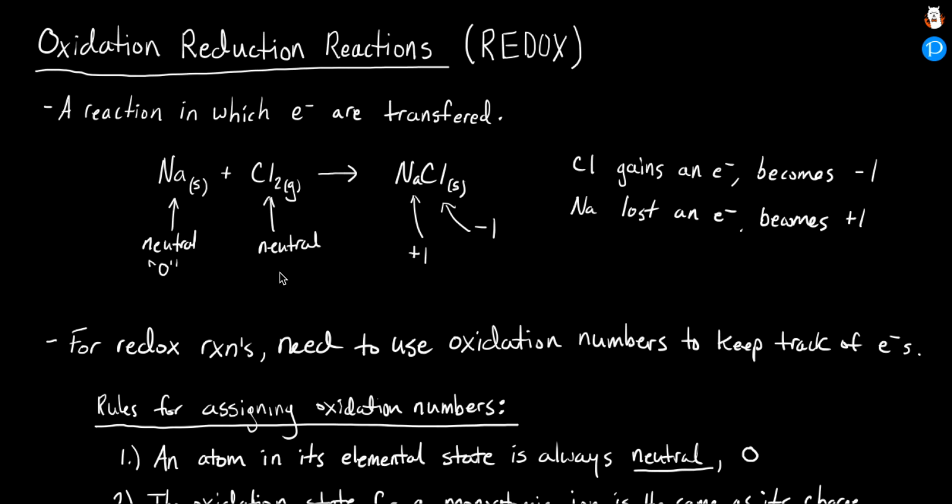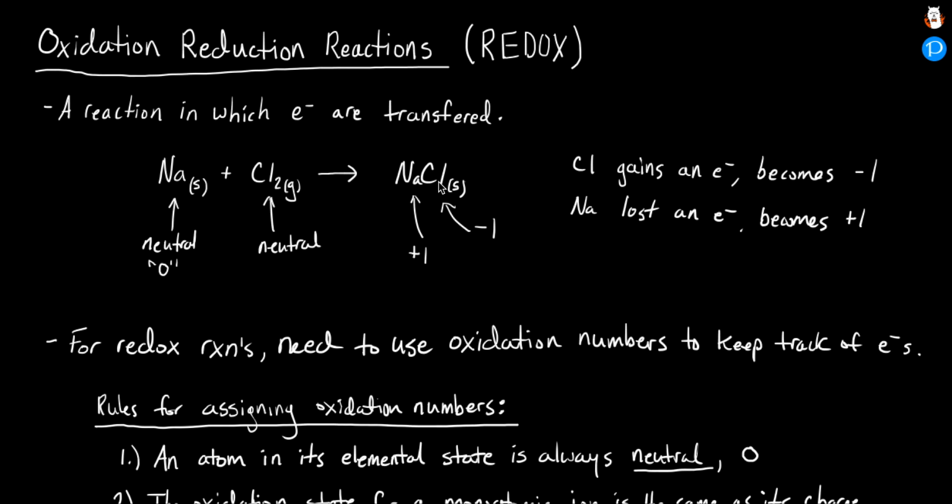So a good example of that would be sodium metal, solid sodium metal, combining with chlorine gas to make sodium chloride. If we look at this, we're making this ionic compound, and we can see at the beginning sodium starts as an element by itself, elemental sodium and elemental chlorine. So at the beginning, neither of these have a charge. They're not +1 or -1 or anything yet.